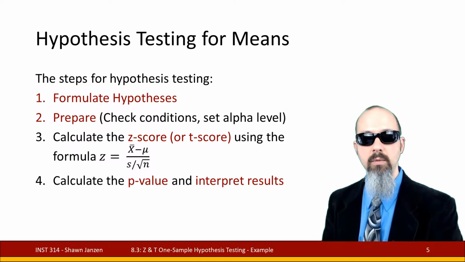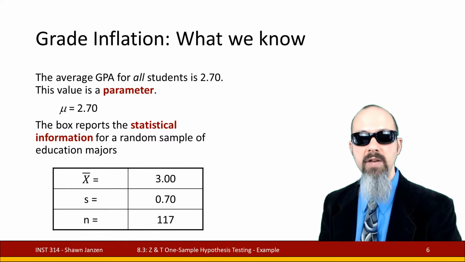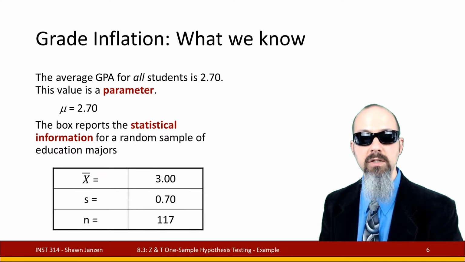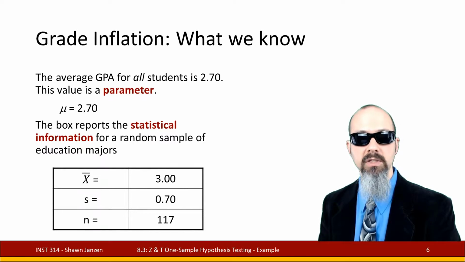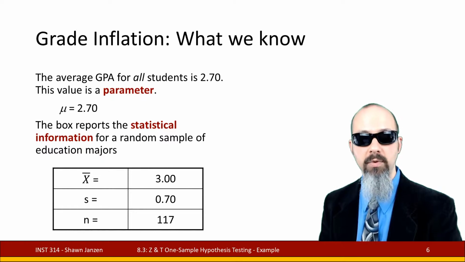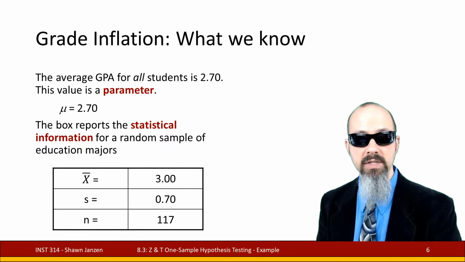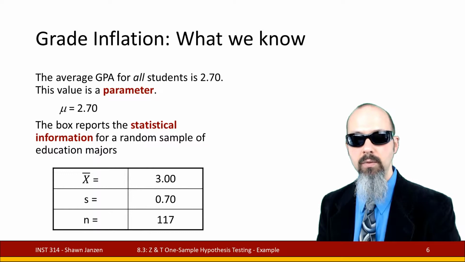So let's see what we know so far. The average GPA for all students at this university is 2.70. This value is a parameter, so we're going to set mu equal to 2.70. Maybe we can say that the university's registrar provided this for us, and of course they're not going to give us the GPAs for all students in the university for privacy reasons, but they're willing to share with us the population mean.